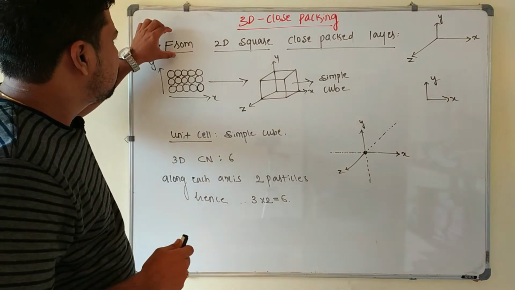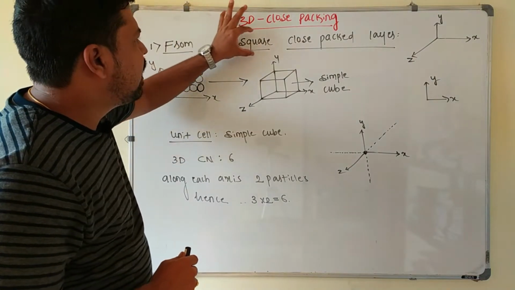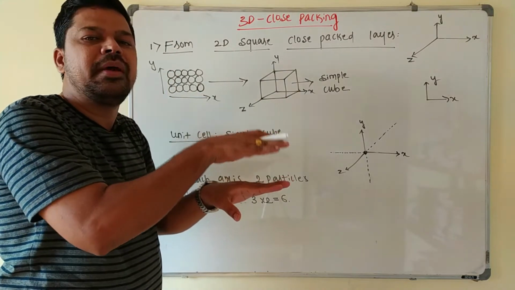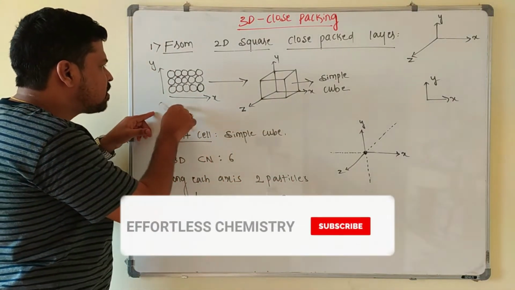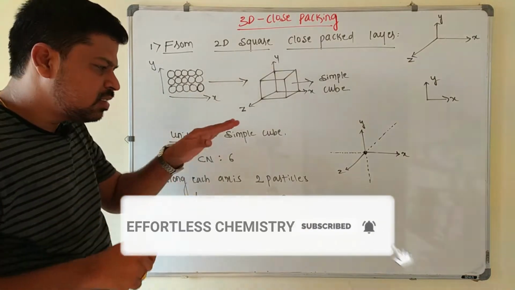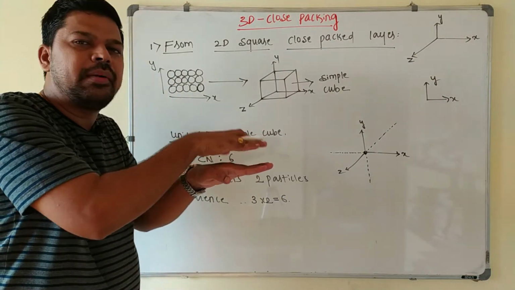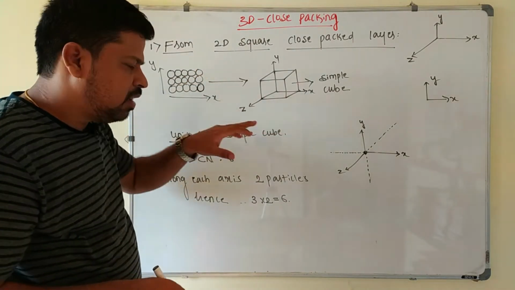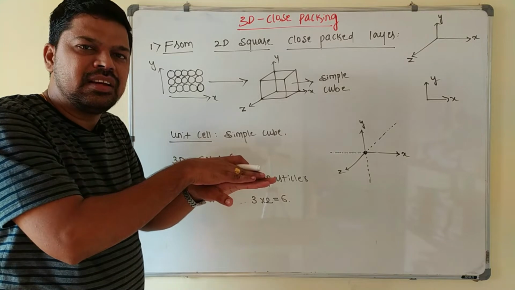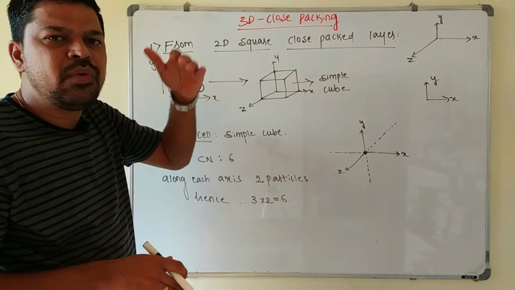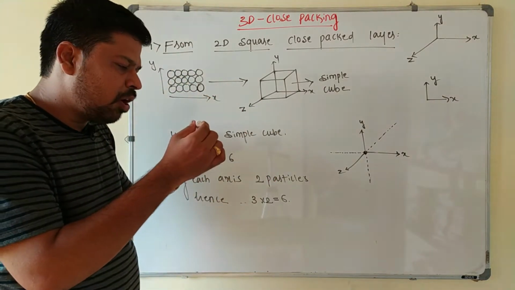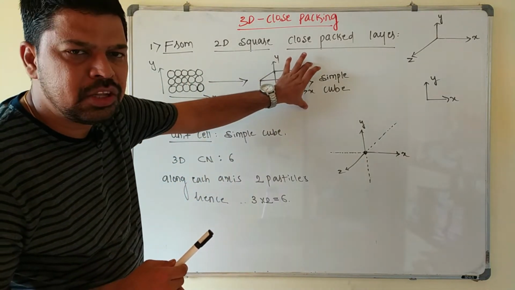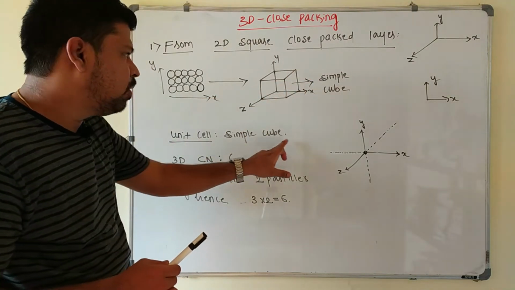Now 3D close packing from a 2D square close packed layer. Three-dimensional structures are prepared by placing the layers one above the other. Here I am taking a two-dimensional square close packed layer. This square close packed layer is placed one above the other, then you will get this simple cube. But the rule is the layers are placed one above the other such that all the spheres are exactly one above the other. They are aligned in the horizontal as well as in the vertical manner exactly, so that you will get a simple cube. So its unit cell is simple cubic unit cell.